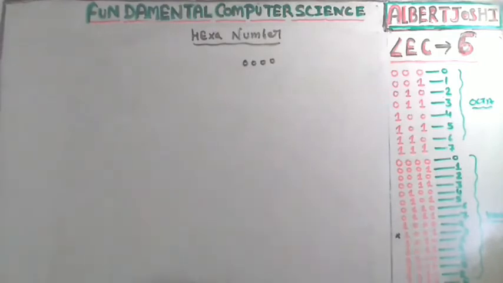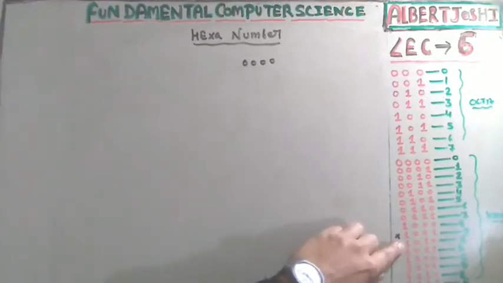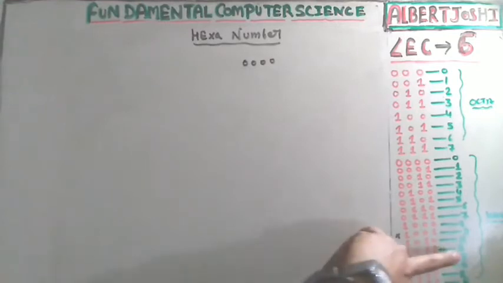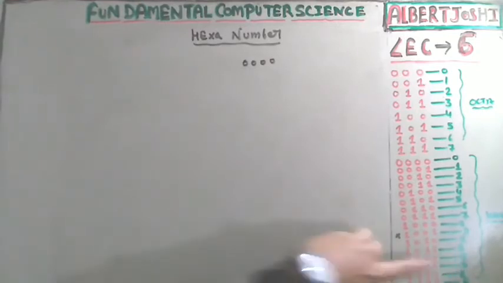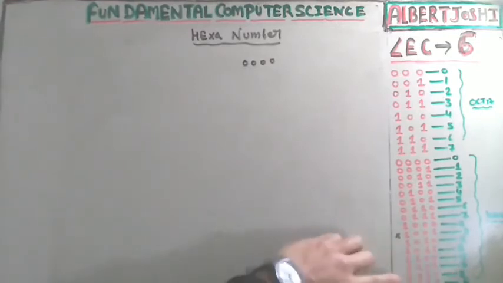Now you have to stop here, and after that your number representation starts from A. 1010 is A, 1011 is B, 1100 is C, 1101 is D, 1110 is E, and 1111 is F.